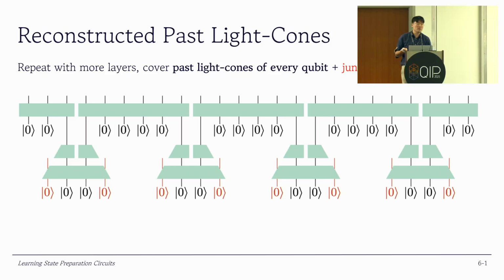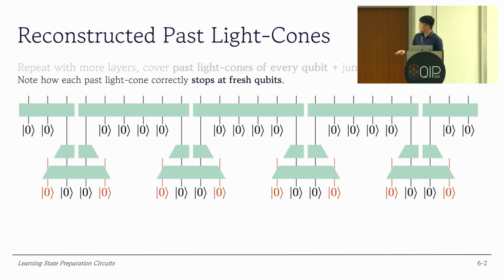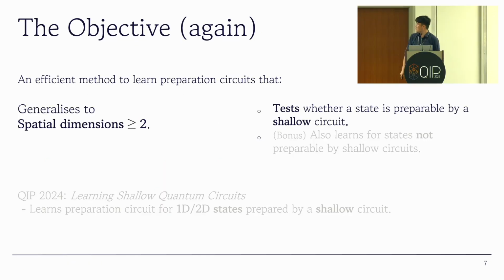By sufficiently repeating it with more layers with sufficient overlaps, you should be able to cover the path light cone of every qubit, and perhaps including some of these so-called junk ancillaries. Because there will be some overlaps in the path light cones, but all we have to do once the light cones are recovered is discard them, essentially. So that's what we can do. And of course, once again, note how each path light cone correctly stops at the fresh qubits that were in step 2. So that trivial operation is not exactly trivial once we get this final result.